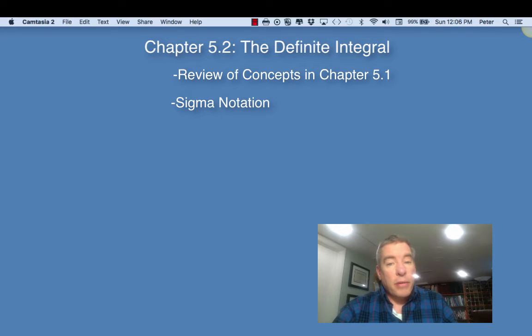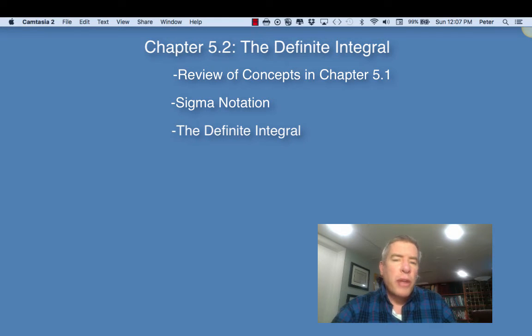And the obvious conclusion would be, well, if the more rectangles you take, the more accurate you become, what happens if you take the limit as the number of rectangles goes to infinity? So we'll introduce you today to the definite integral, which is the result of that limit.